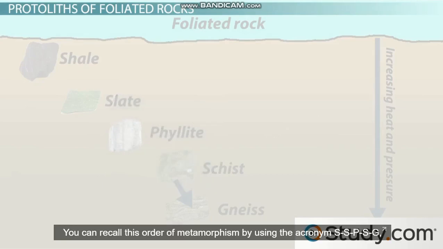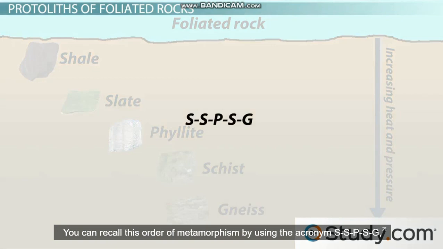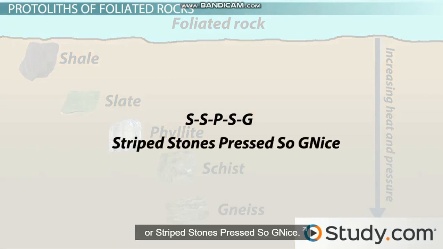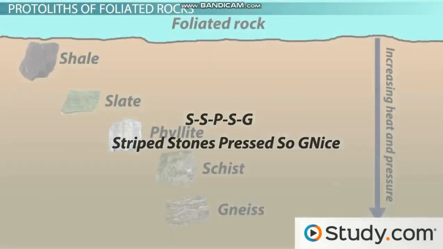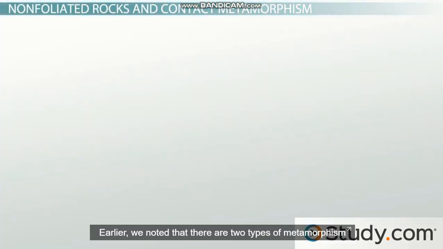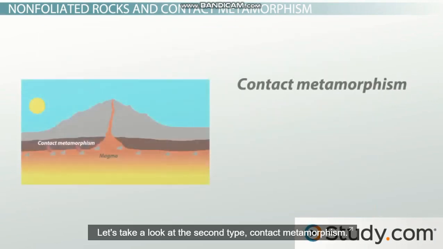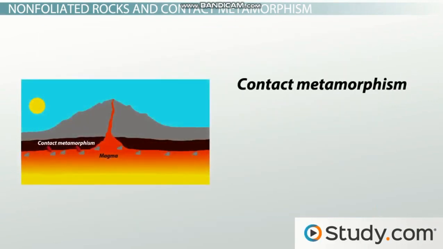You can recall this order of metamorphism by using the acronym SSPSG, or Striped Stones Pressed So Nice. Just don't forget the silent G for the nice stone. Now, earlier we noted that there are two types of metamorphism that these rocks can undergo. We just talked about regional metamorphism. Let's take a look at the second type, contact metamorphism.